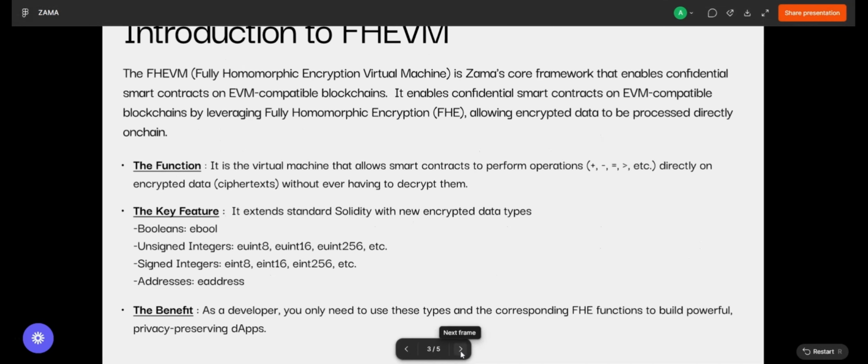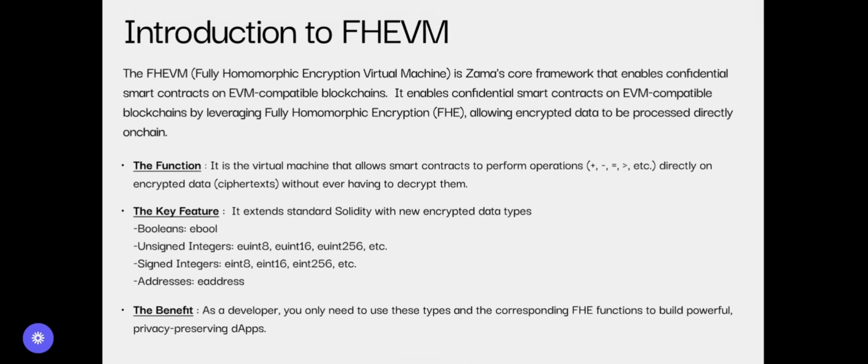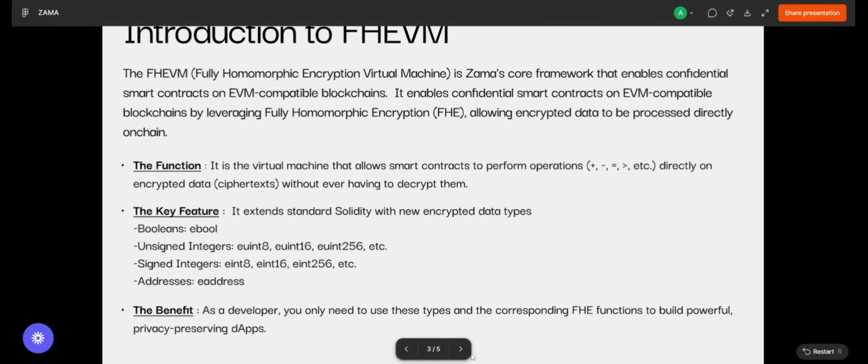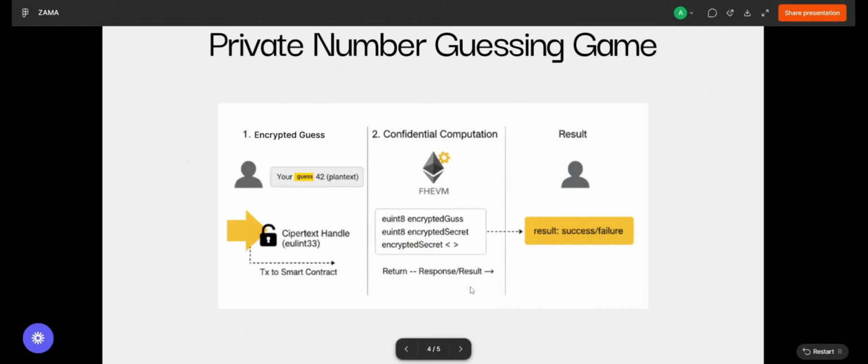The FHEVM, Fully Homomorphic Encryption Virtual Machine, is Zama's core framework that enables confidential smart contracts on EVM-compatible blockchains. It leverages fully homomorphic encryption, FHE, allowing encrypted data to be processed directly on-chain. The key feature is that it extends standard Solidity with new encrypted data types: booleans, ebool, unsigned integers, uint8, uint16, uint256, etc., signed integers, int8, int16, int256, etc., and addresses, eaddress. We will be building a private number guessing game.